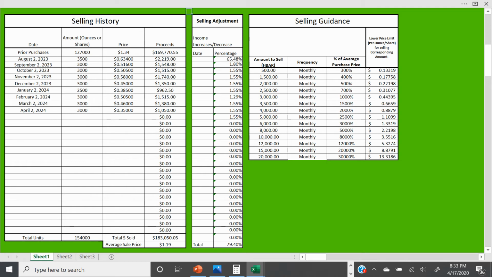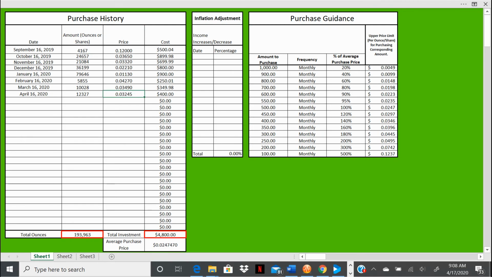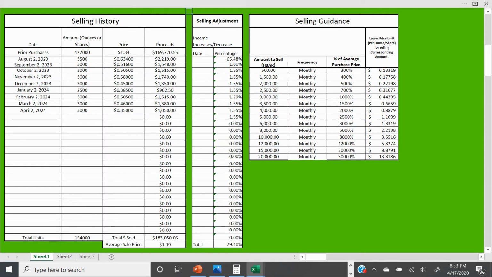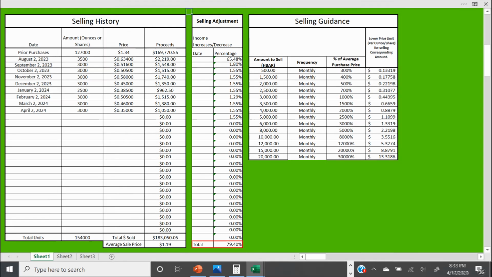So our hypothetical dip investor bought 194,000 H-bar since open access for $4,800. And then over our hypothetical bull market peak and fall, the same investor managed to sell about 80% of their position for over $183,000. Not half bad.